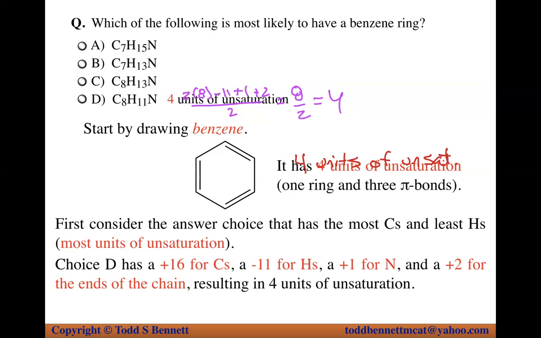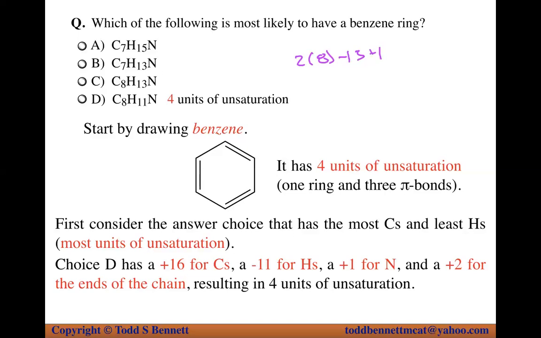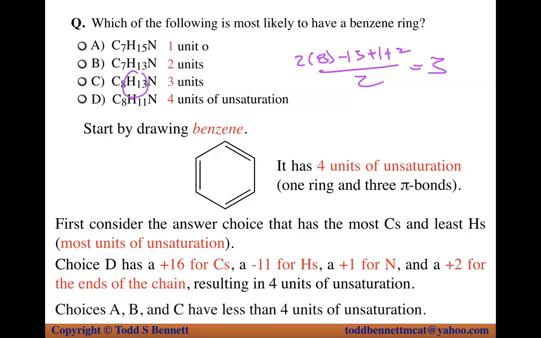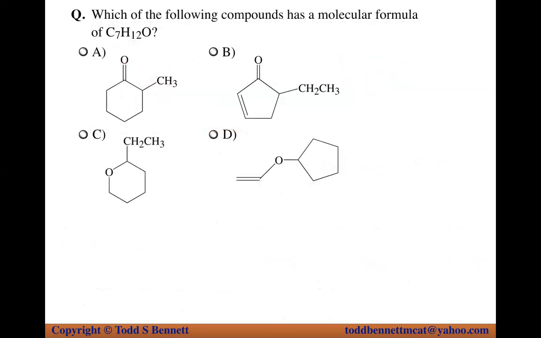I'm going to erase everything I've drawn. So this is my whole calculation. So 4 units of unsaturation. It ends up, if you do this one, I'm going to just cheat and set the same thing up. 2 times 8 minus 13 plus 1 for nitrogen plus 2 for the end of the chain over 2 is 3, which makes sense. 2 more H's, so 1 less unit of unsaturation. This one has 1 less carbon, so that would be 2 less here. So it would be 2 and 1. Only choice D can have a benzene ring.